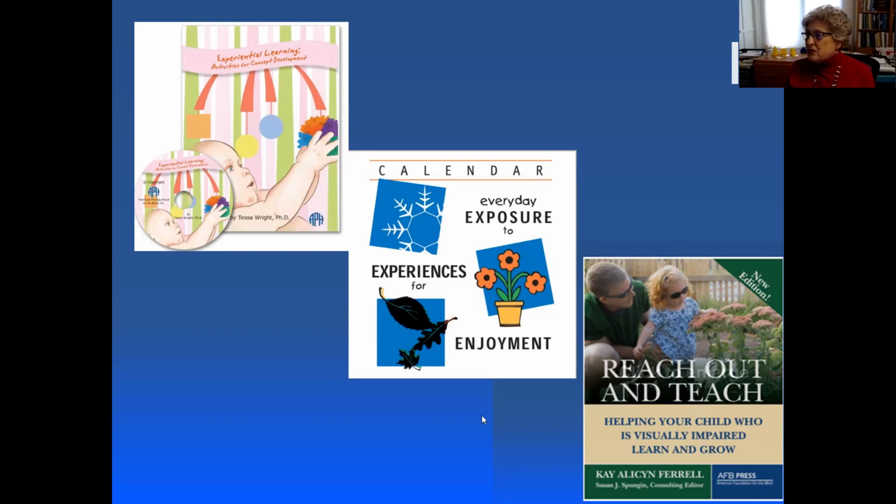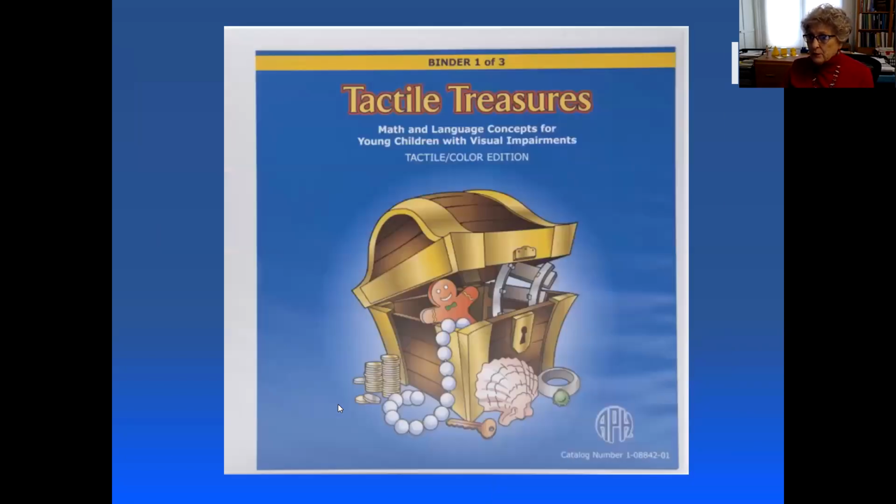Reach Out and Teach is another thing that's a great resource for parents. And I would encourage you to make sure that parents have access to these resources in whatever way you can do that budgetarily, so that they can work on this with their little ones before they actually get to school. And they can work on these kinds of things at home. That's a real important piece.